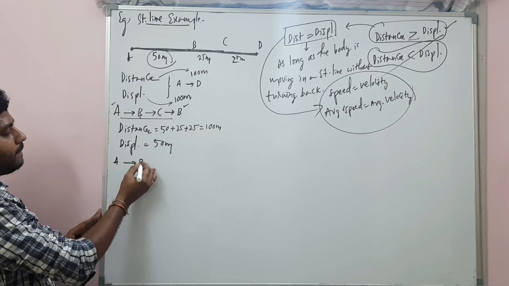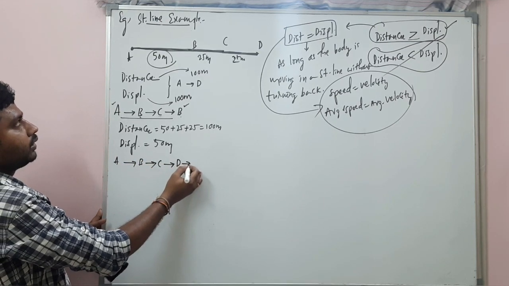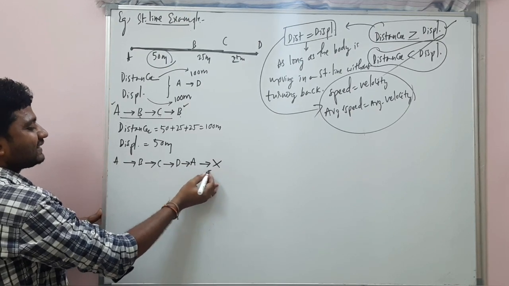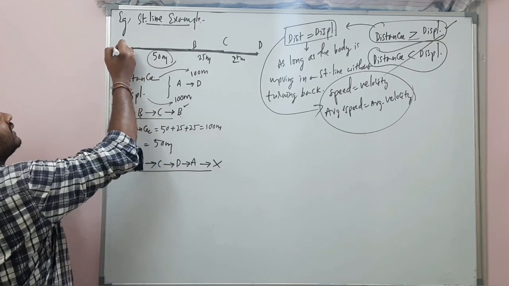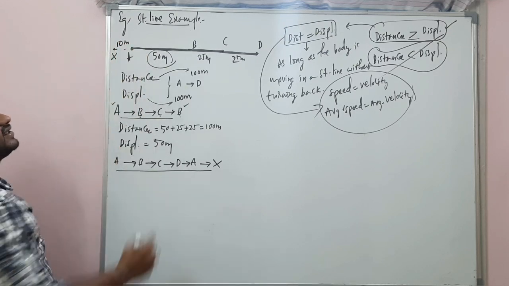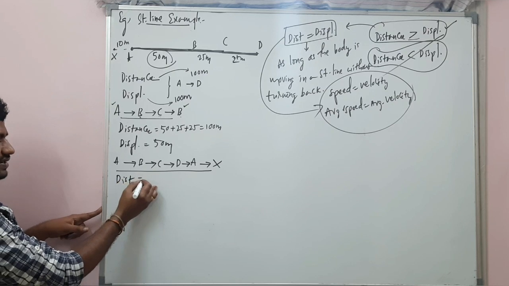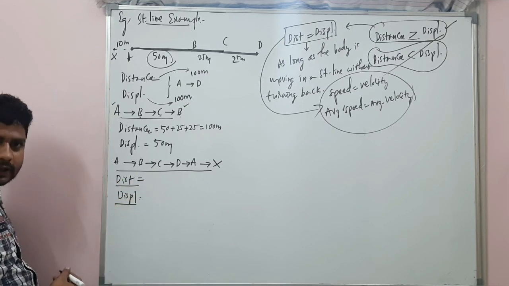A to B, B to C, C to D, D to A, A to X. Where is X? You may get a question. X lies here, 10 meters. A to X distance is 10 meters. Now in this case, what is the distance and what is the displacement, my dear students?